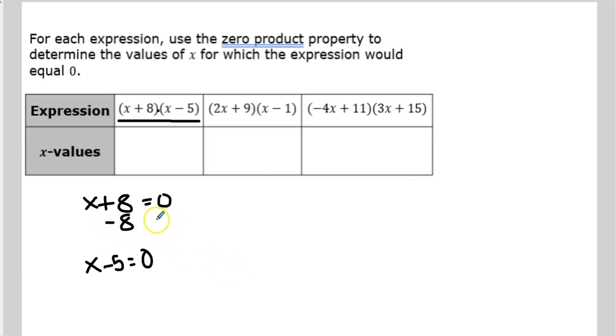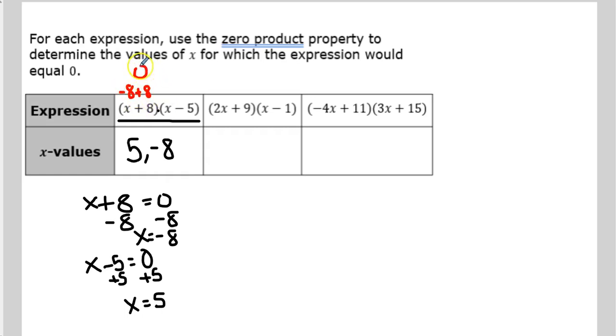Subtract 8 from both sides. We find that x is equal to negative 8. Then we add 5 to both sides to find that x is equal to 5. So my two solutions here are 5 and negative 8. If I were to plug either of these numbers in, say I plugged in negative 8, well, negative 8 plus 8 is 0. So I'm going to have 0 times something, and it doesn't matter what that is, it's going to be equal to 0.